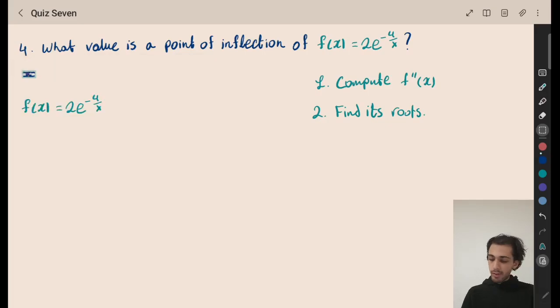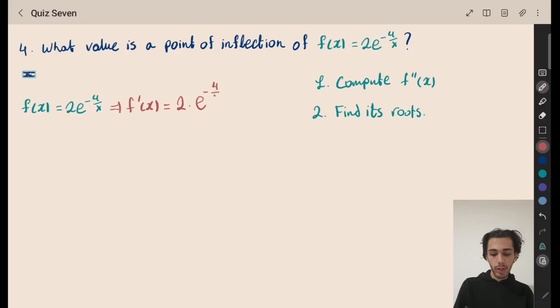So the first thing I would do, I would find the second derivative. To do so, I need to find the first derivative. Now, e to the x is an easy function to take the derivative of, but you need to take care of the composite function. So it's e to the x composed with minus 4 over x. And so you need to multiply by the derivative of the inside function. So it will be 2e to the minus 4 over x times the derivative of minus 4 over x. And the derivative of minus 4 over x is 4 over x squared. You can check this yourself. Again, this is not the core focus of this tutorial, to find derivatives.